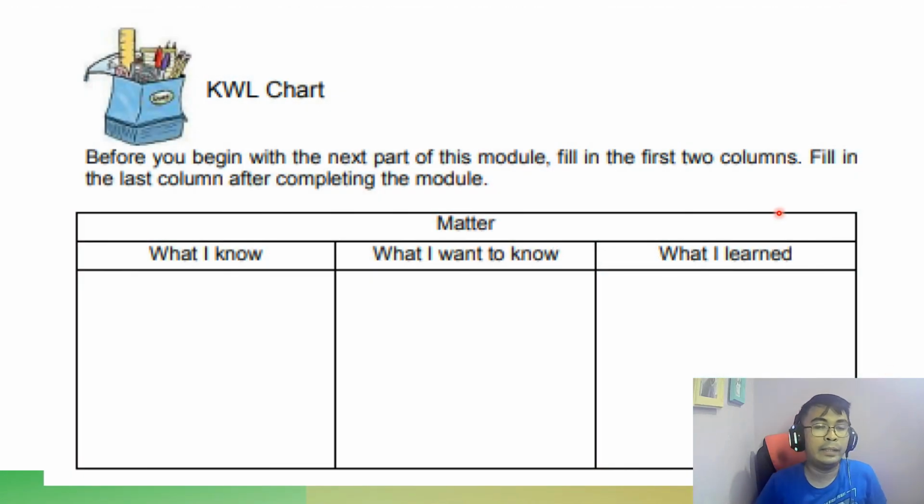So let's proceed now to your module. Aside from the pre-test, you need to come up with this KWL chart. Before you begin with the next part of this module, fill in the first two columns and then fill in the last column after completing the module. In the KWL chart, K represents what I know, W represents what I want to know, and L represents what I have learned.